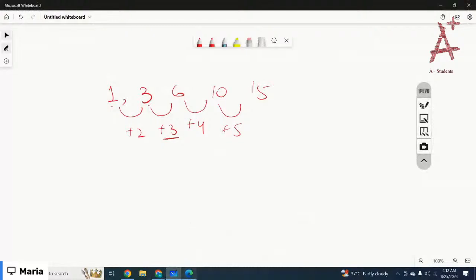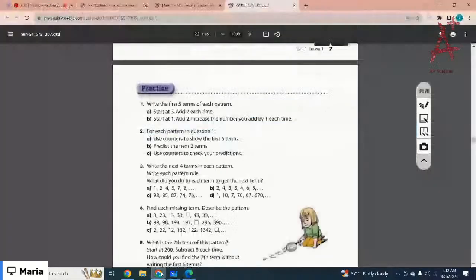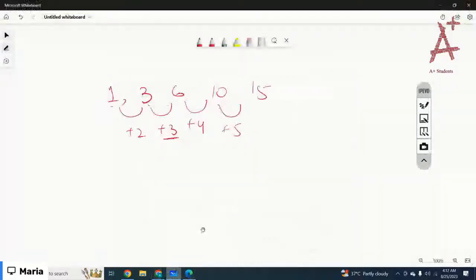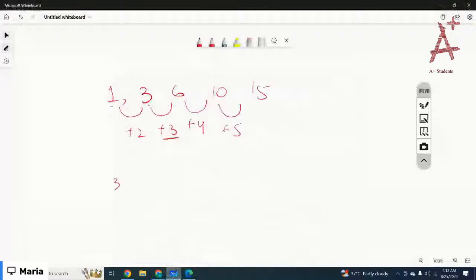Okay, the next one is: for each pattern in question 1, use counters to show the first 5 steps. Predict the next 2 terms. Use counters to check your predictions. Okay, you have to just use the counters. In the first one, you have 3 and you added 2: 3, 5, 7, 9, and 11. That would be in the first one, right? So you have to use the counters.